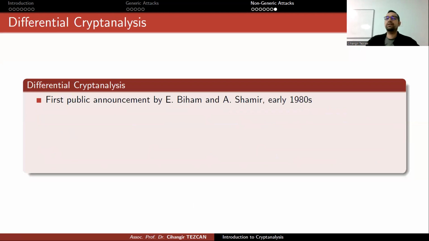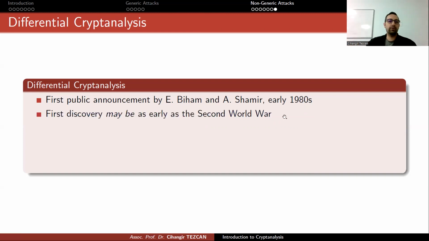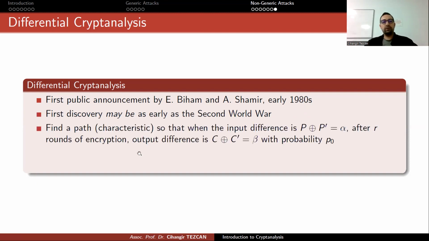But in differential cryptanalysis, I need something more. The first public announcement was by Biham and Shamir around the early 1980s, we already talked about this. Agencies knew it even back in the Second World War. So yes, the first discovery may be as early as the Second World War.